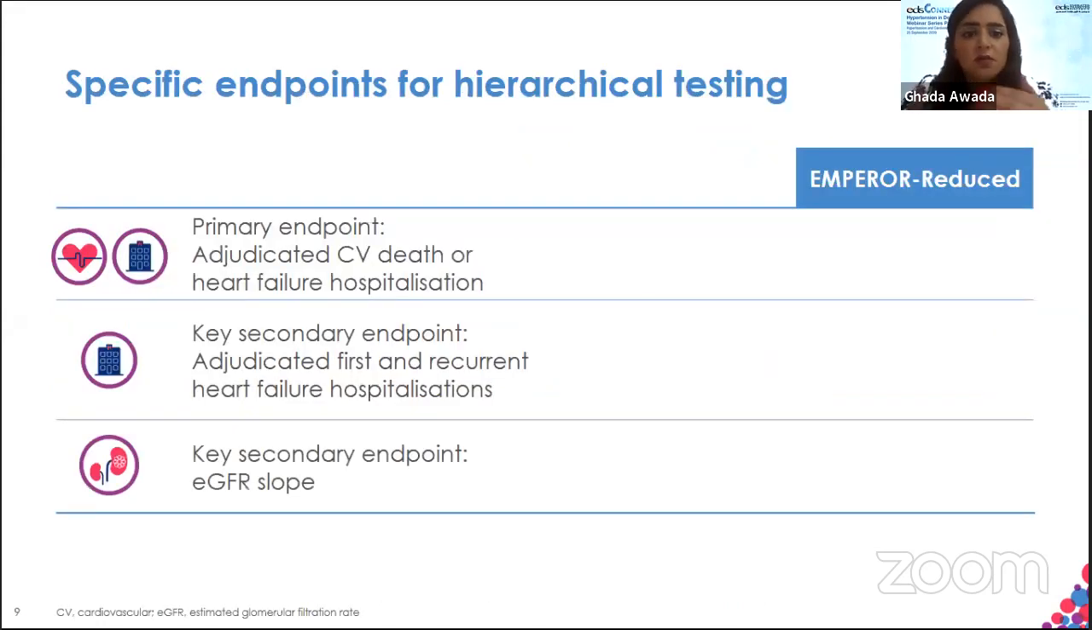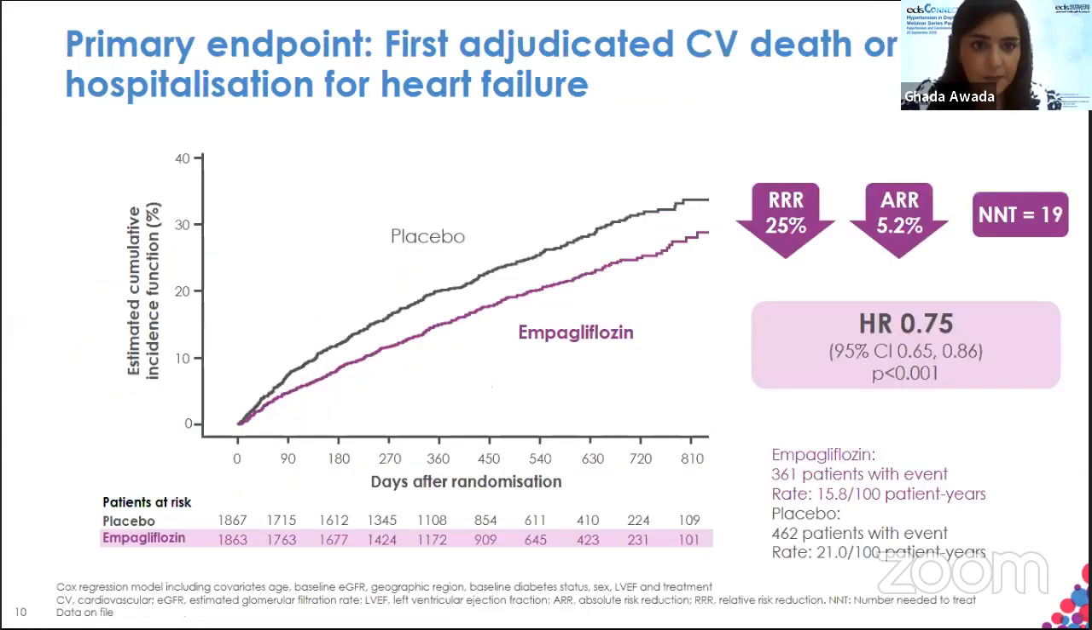Moving to the results, with the specific endpoints for the hierarchical testing, for non-inferiority and then for superiority, the primary endpoint was adjudicated cardiovascular death or hospitalization due to heart failure. The secondary endpoint was the first and recurrent heart failure hospitalization, and the third endpoint was the eGFR slope, the change from the baseline.